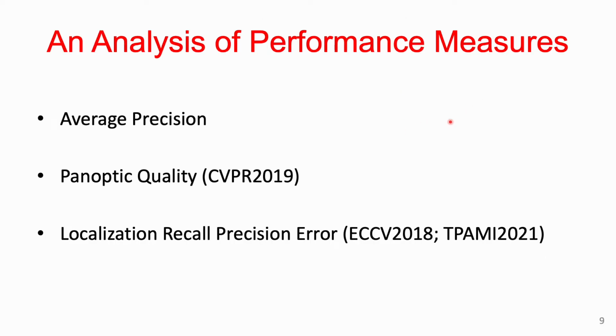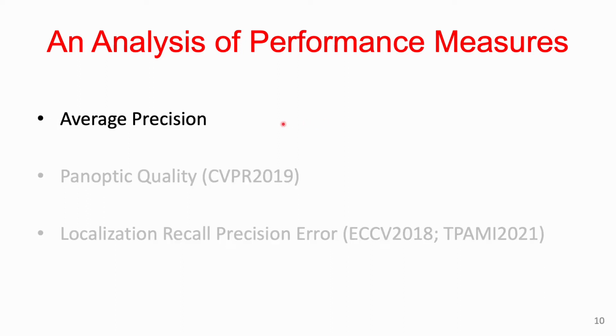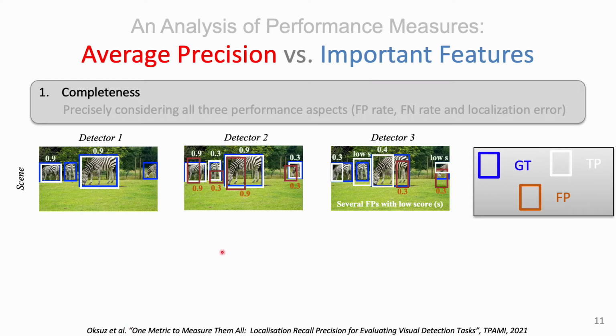Now, let us look at the commonly used performance measures and analyze where they stand with respect to those important features. Let us start with average precision. My colleague Emre introduced average precision in the first part, so I will directly start with analyzing average precision with respect to the important features. Let us look at average precision in terms of the completeness feature, our first important feature.